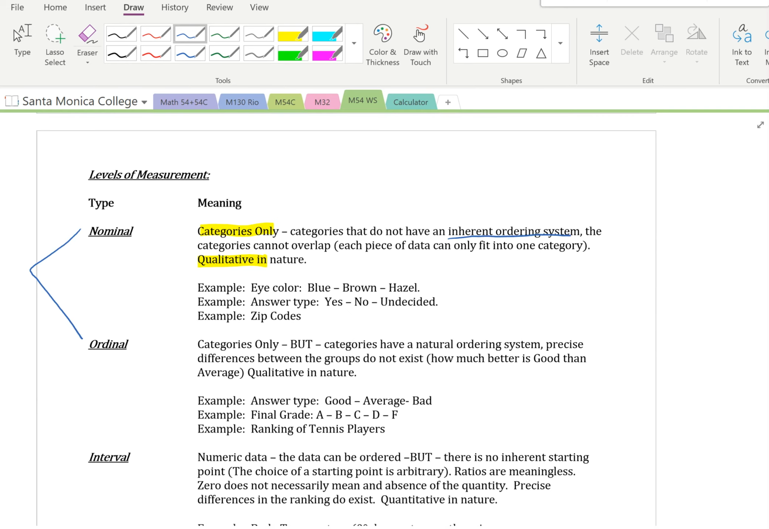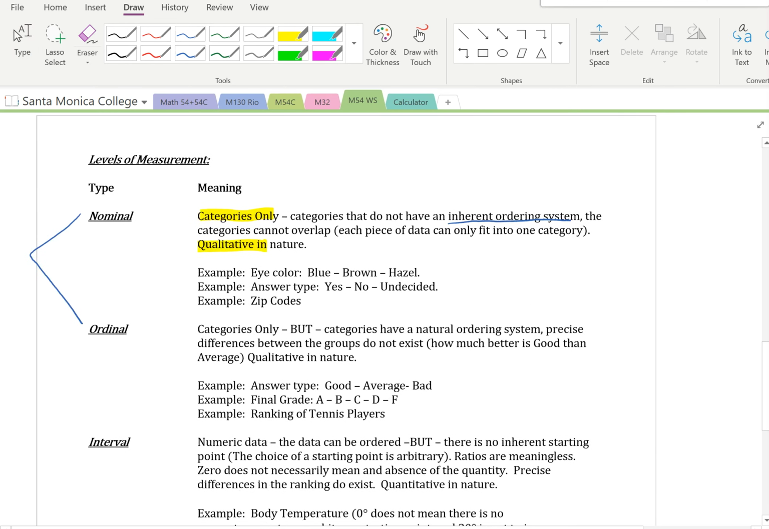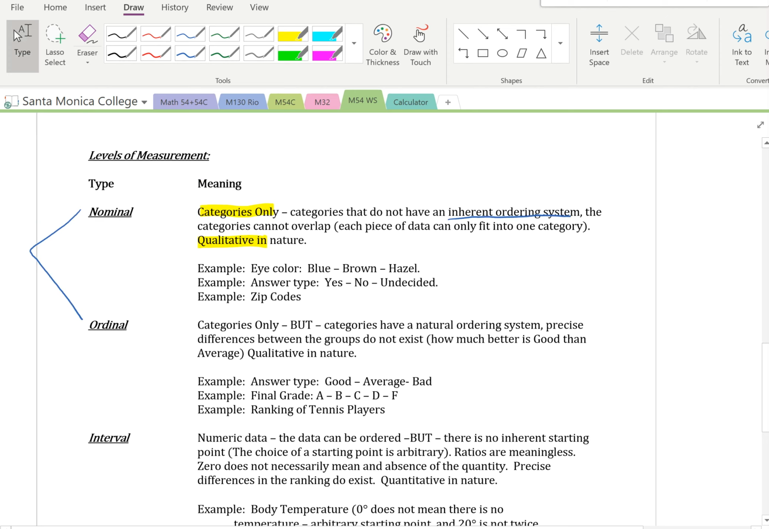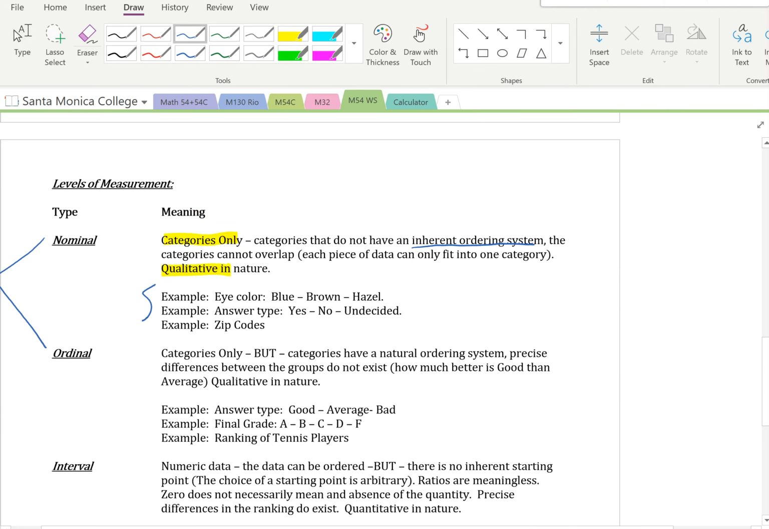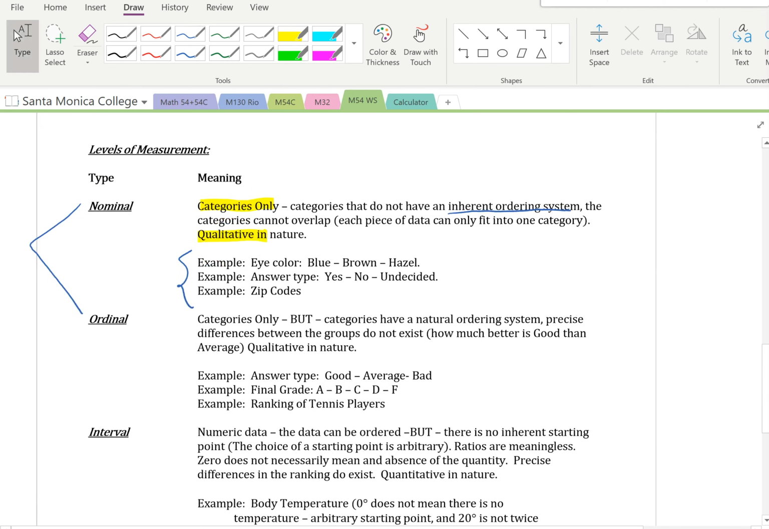Those are nominal. Sorry, I keep making that mistake. So these are all examples of nominal. There's no inherent order here. All right, next one is ordinal. Ordinals are categories only, but in this case the categories have a natural ordering system. A precise difference between the groups does not exist. For example, how much better is good than average? And they're qualitative in nature.